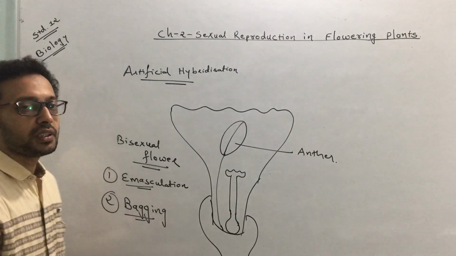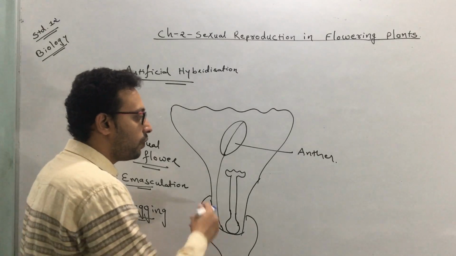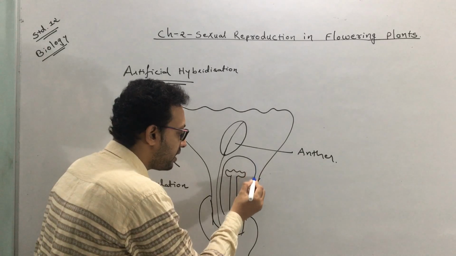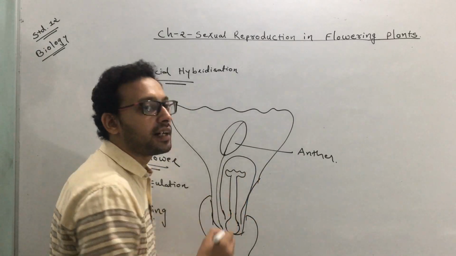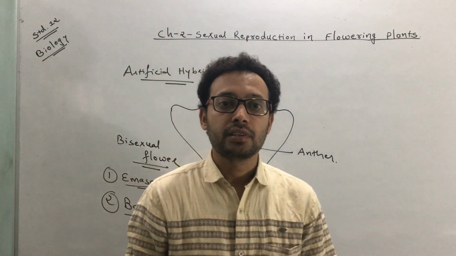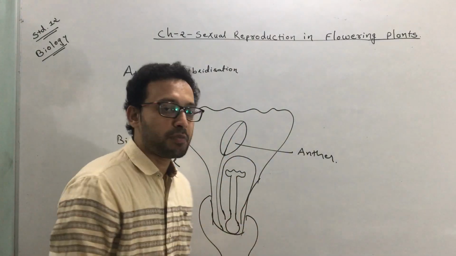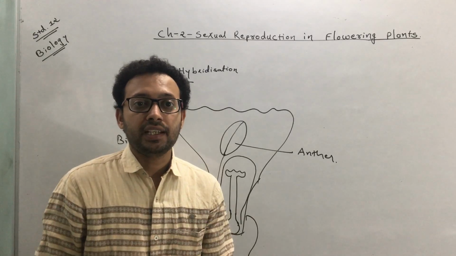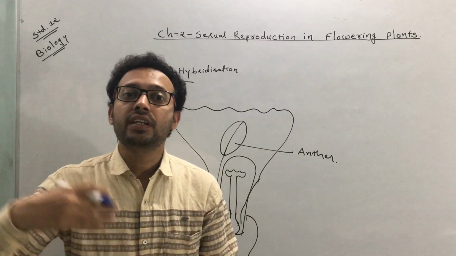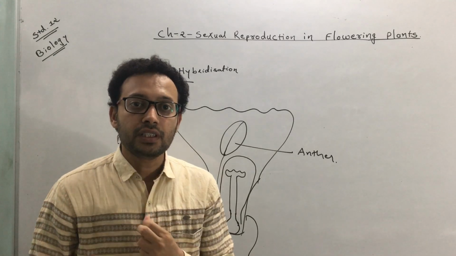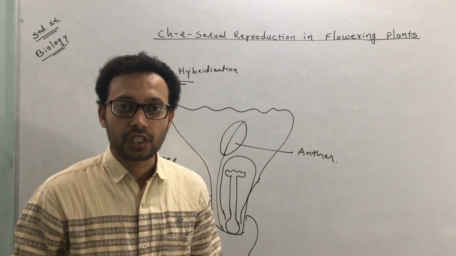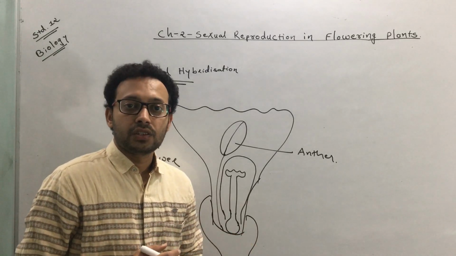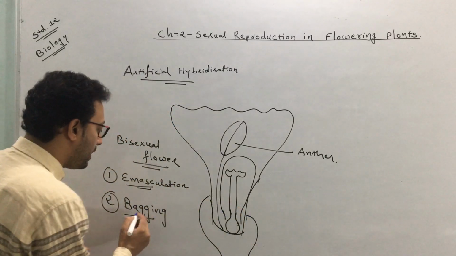Which technique is performed? Bagging. What is bagging? Once the anther is removed, this carpel of a flower is covered with a bag of butter paper. With the help of the bag of butter paper, the carpel or pistil is covered. So it is protected from the pollen grain of another flower, or other species' pollen grain. This technique is called bagging.